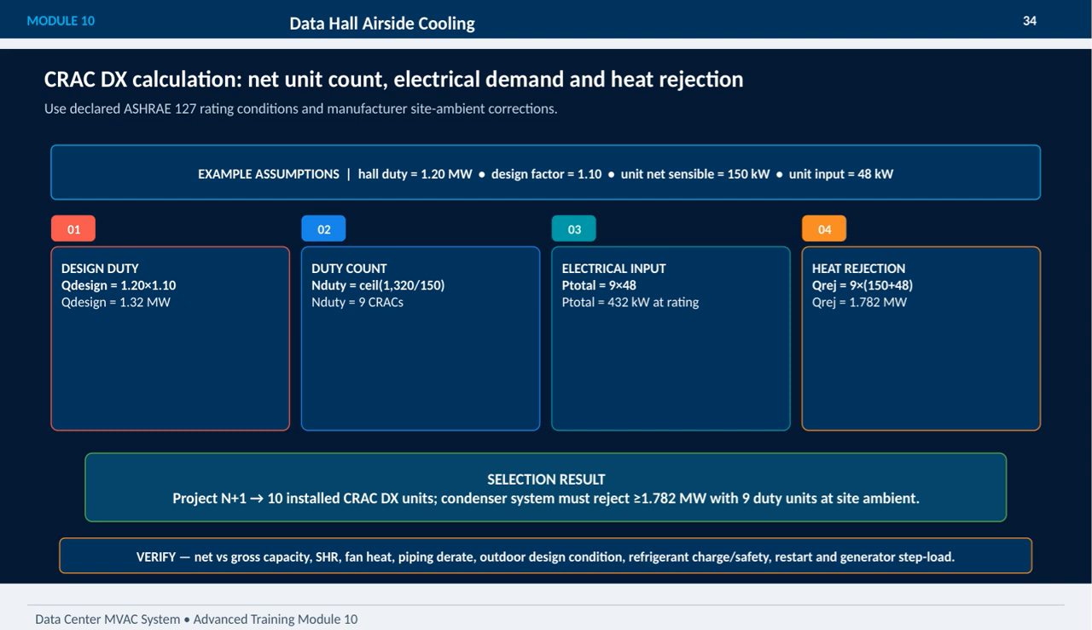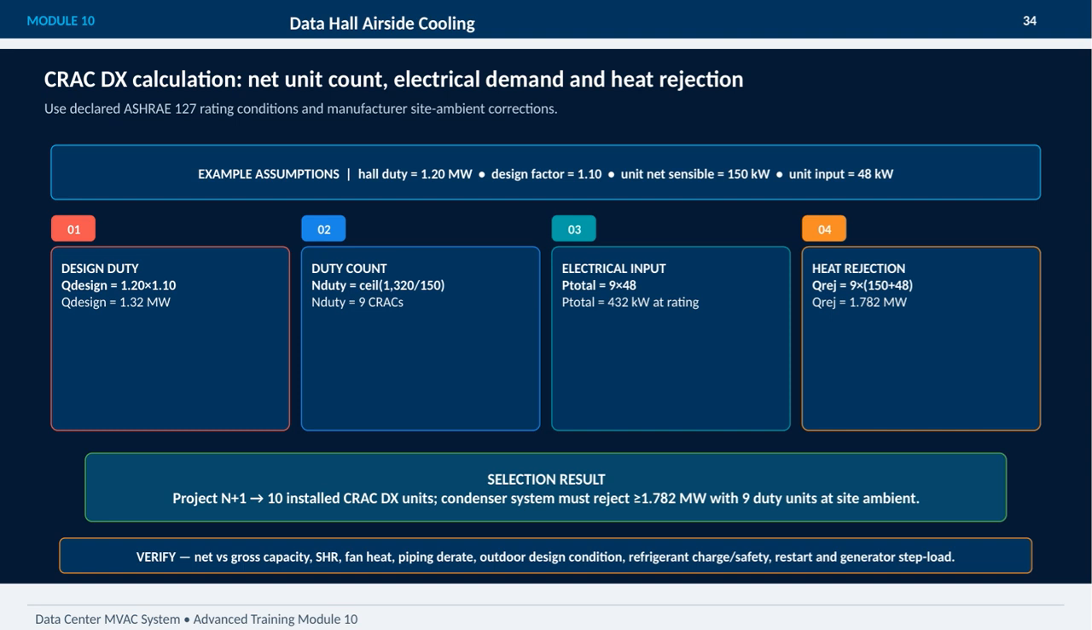Next, we calculate the duty count by dividing this design duty by the unit net sensible heat of 150 kilowatts, which results in 9 CRAC units required. For electrical input, we multiply those 9 units by 48 kilowatts per unit, totaling 432 kilowatts of power at rating.